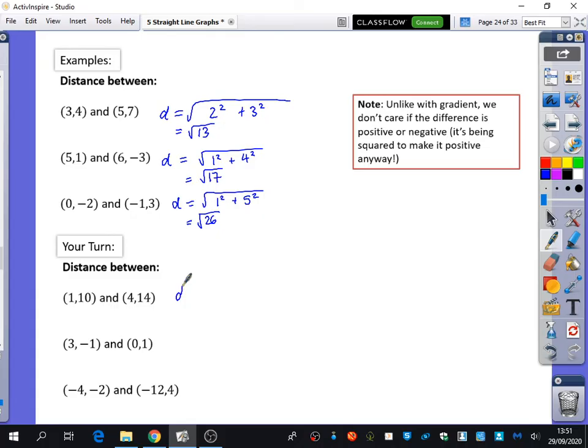Zakia, what did you get for the first bit of the working out for this one? The difference between the x and the difference between the y? Square root of 4 squared plus 4 squared. Careful, 1 and 4, the difference is 3. So you get 3 squared plus 4 squared, which is? 25. Good, so it's the square root of 25, which is 5. Okay? Minhaj, what did you get for this second one that's here?